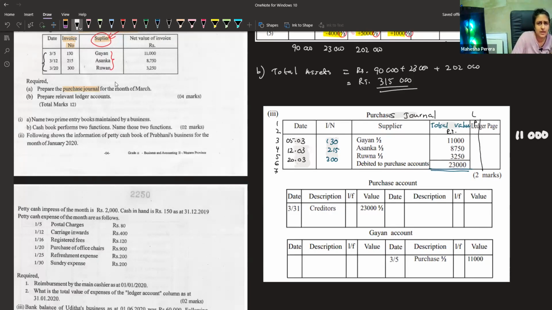Then purchases journal is okay. Then, the purchases account. Here also we normally say purchases account, in the plural.